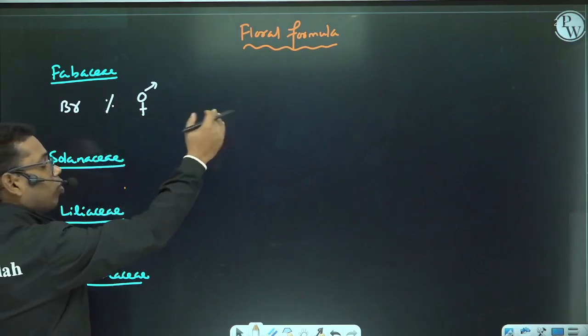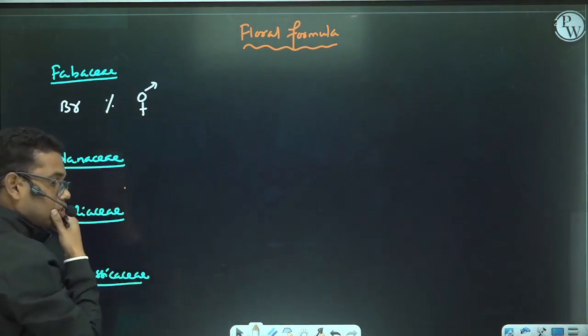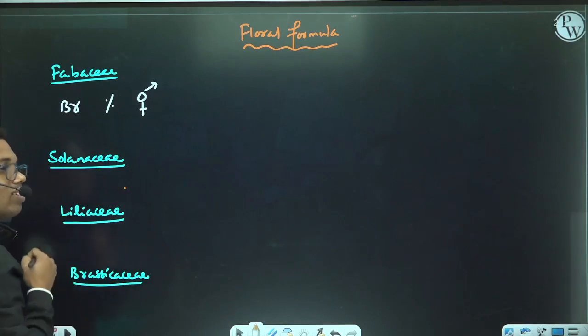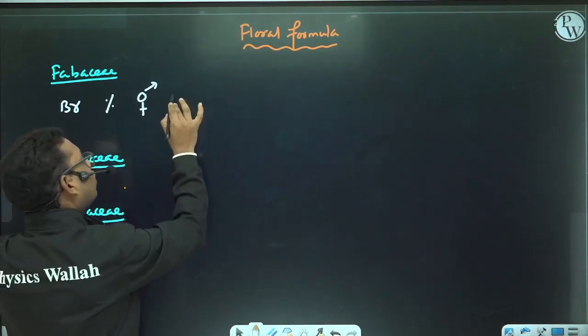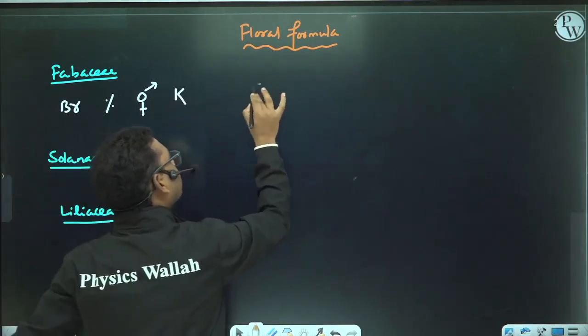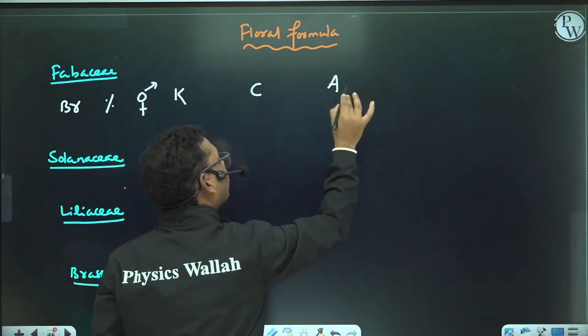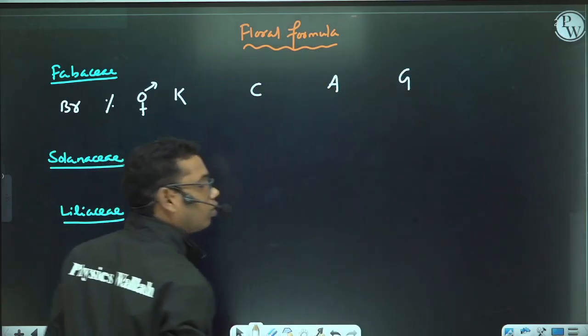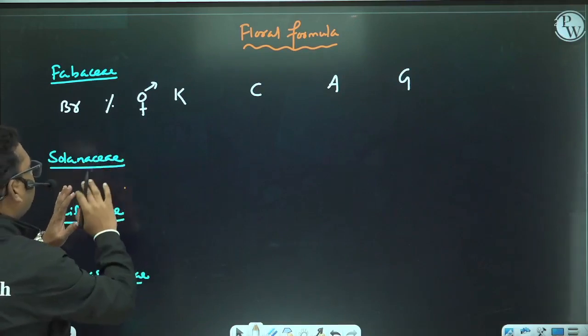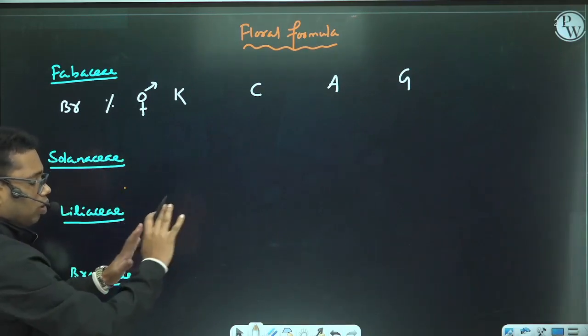Then we have to move from outer floral whorl to the inner floral whorl. The outer floral whorl is the calyx, so for calyx I write K. For corolla I will write C, for androecium I will write A, and for gynoecium I will write G. Let me write this part step by step.